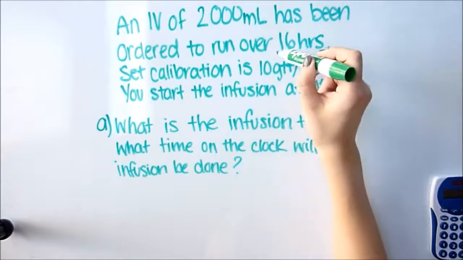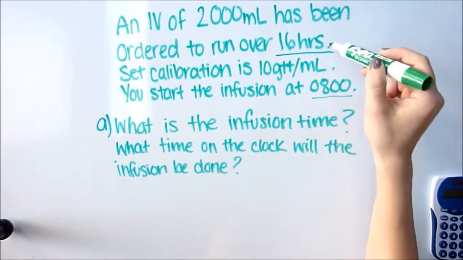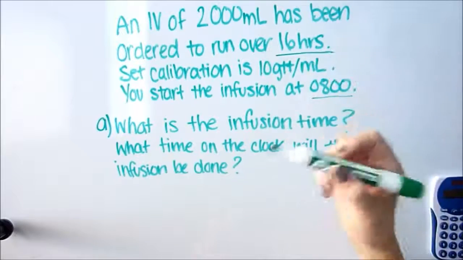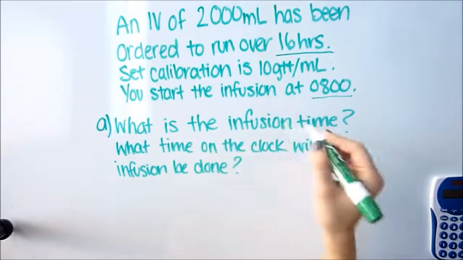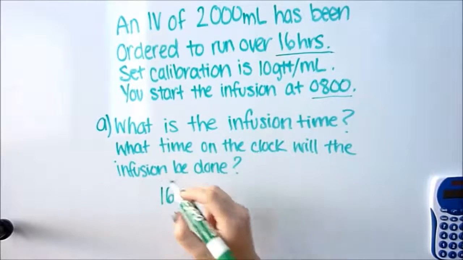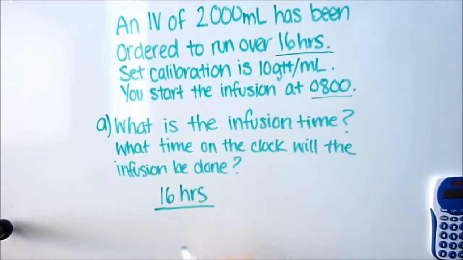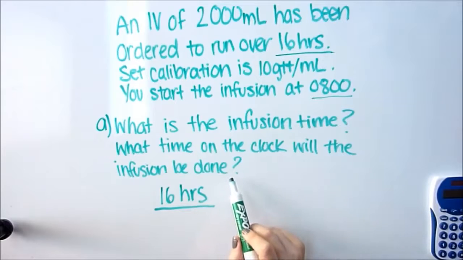We know that it's going to be run over 16 hours. So that is our infusion time. That's how long we're going to infuse the medication or fluids or whatever it is. So the answer for part A is 16 hours. Now we're going to look at what time on the clock will the infusion be done.